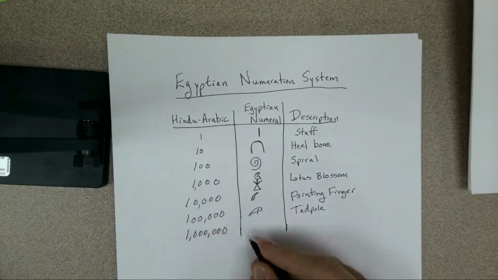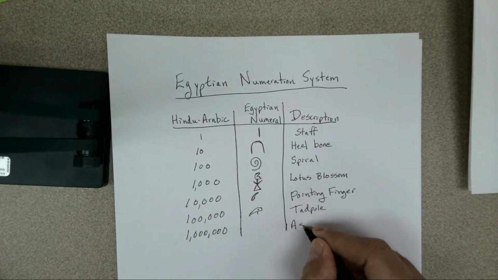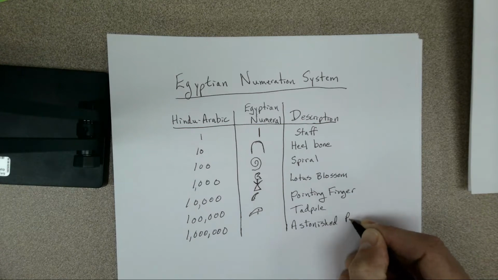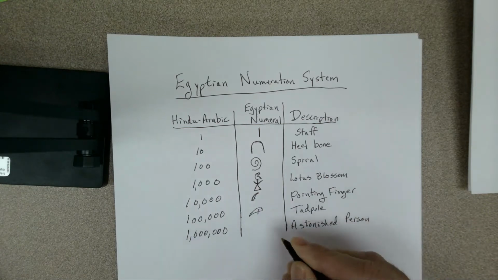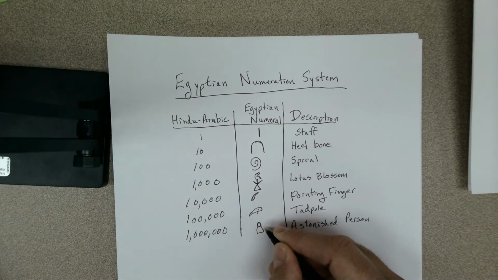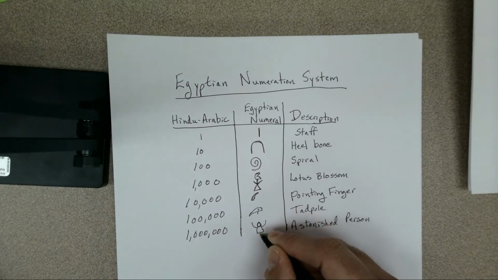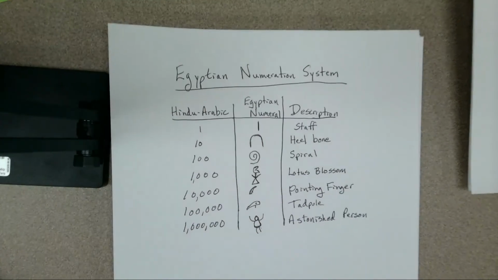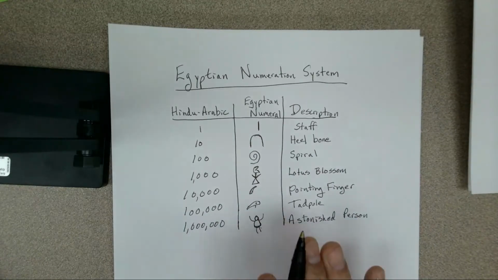And then 1,000,000 is called the astonished person. I'm not very good at this one either. I apologize for my lack of artistic ability. Something like this, like hands in the air. Sometimes this is rounded. Something like that. It's called the astonished person. I always thought, 1,000,000, they're going, woohoo!